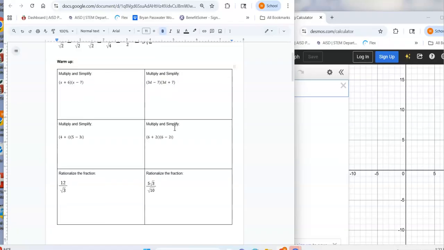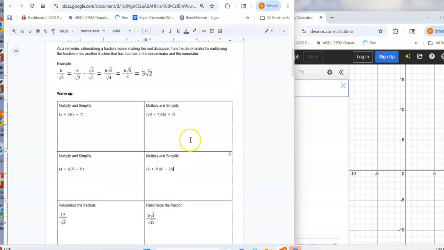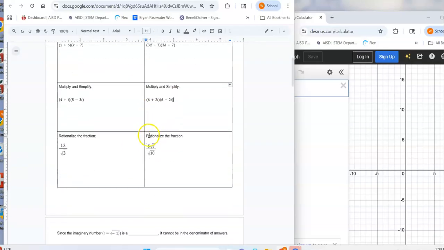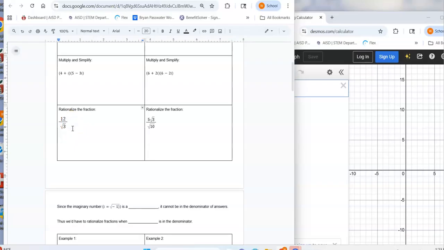So the warm-up has 6 things. It has, can you multiply x plus 6 times x minus 7? We did that about 2 months ago. Same with this one. These two are types of things we did last class, so I'd recommend looking at the video for the previous lesson to do these. And then these two are about what I'm talking about up here. So here you would multiply times rad 3 over rad 3, and here you'd multiply times rad 10 over rad 10, and you can simplify it from there.